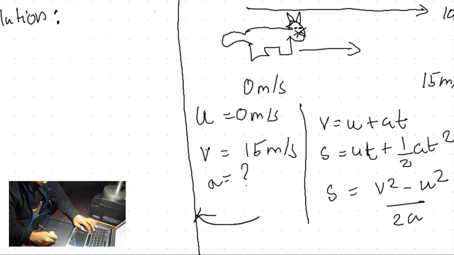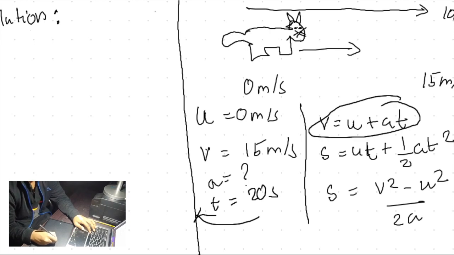So we know the initial velocity is 0, the final is 15, we don't know the acceleration, and let's say the time it takes is around 20 seconds. So out of this, we can take any formula and we can find it. So we know v, we know u, we don't know a, and we know t. So this is the simplest formula we can use to solve it, but you can solve it using the other formulas as well. For this, I'll take the simplest formula just for simplicity.